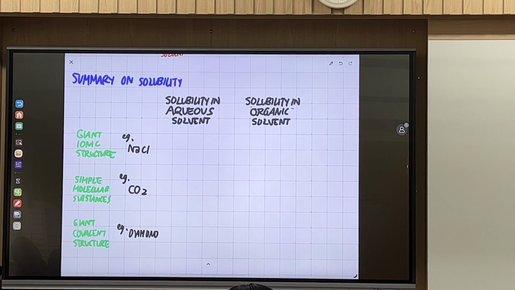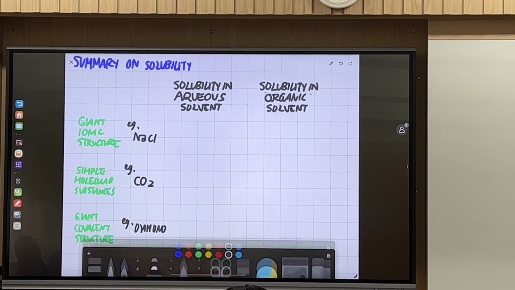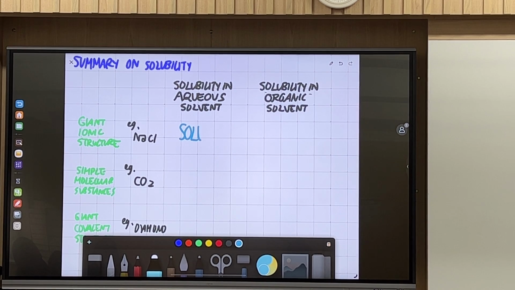So with giant ionic structure, just remember table salt, because I'm sure you know what will happen to table salt when you drop it into water. They dissolve, right? Then try to add salt into oil tonight, and tell me back what will happen. It will not dissolve. Oil is an organic solvent. I really want you to try this so you remember. Okay? So put down soluble and insoluble.